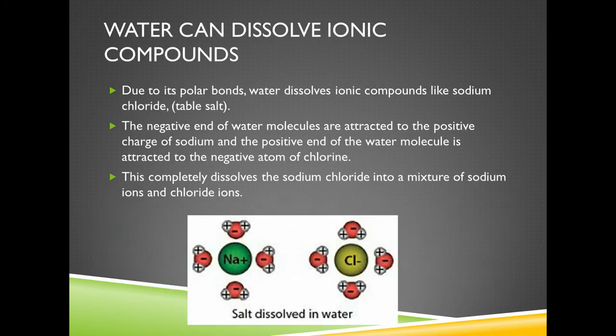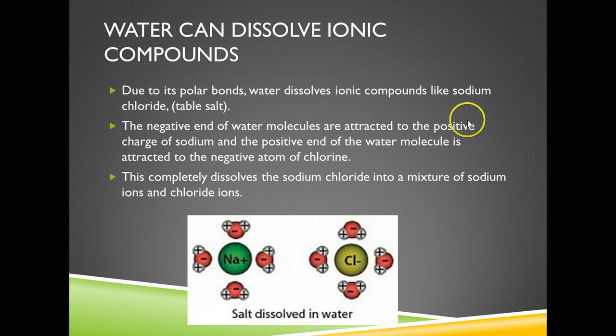hydrogen bonds. Another important property is the fact that water can dissolve ionic compounds, and this is due to its polar bonds. Water dissolves ionic compounds like sodium chloride, which we also know as table salt. And as we know with ionic compounds, for instance with sodium chloride, sodium will give up one of its electrons to chloride, and chloride will take that electron in order to fill in that valence of 8 electrons in its outer shell.